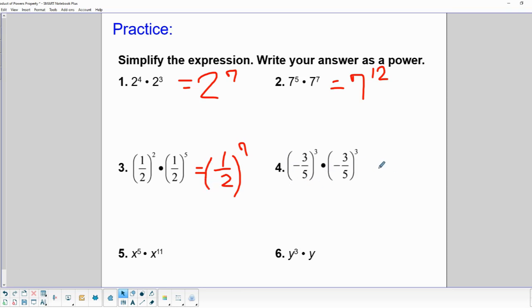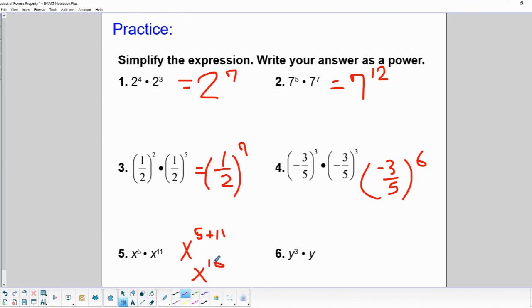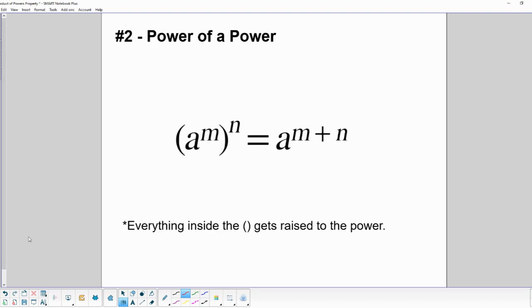This one would be negative 3 fifths to the 3 plus 3 power, which is 6. Down here, x to the 5th and x to the 11th, that's just going to be x to the 5 plus 11 power, which is x to the 16th power. And then this last one, y to the 3rd and y to the 1st, ends up being y to the 3 plus 1, which is y to the 4th power. So this is what we're talking about today with the product of powers rule.